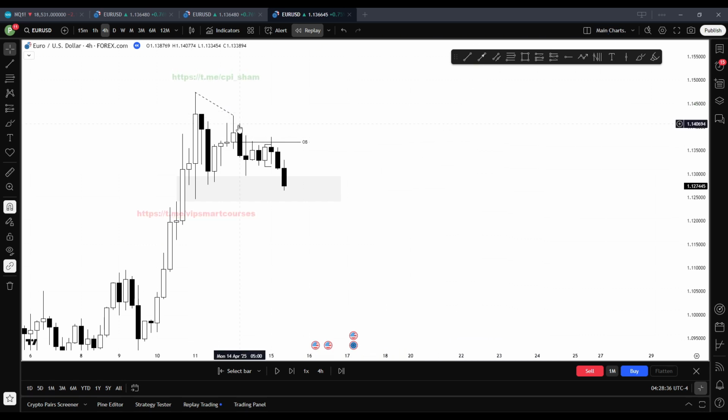And because of this divergence, even though EU didn't purge any liquidity itself, on the corresponding asset, on the correlated asset, GU did. So technically, this becomes a valid order block for us on EU as well. And what's the reason for it? The reason for it is correlated price action.